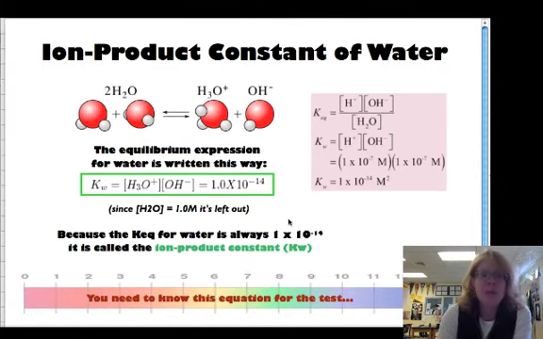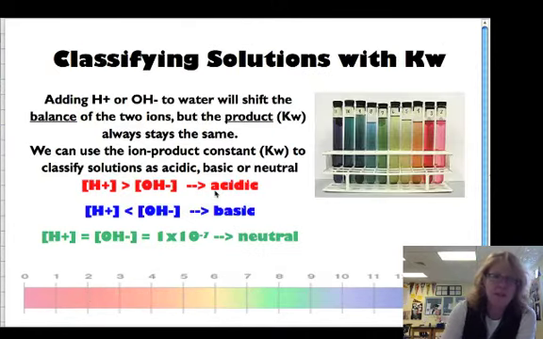So this KW equation, it's in this green box. You need to know this for the test, and you need to be able to use it. So I'll show you how to use it in the next slide.